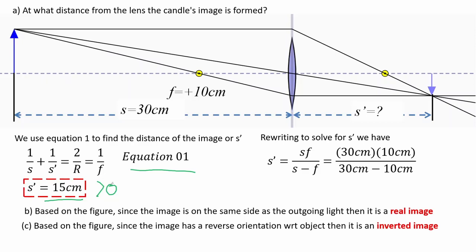For letter B, based on the figure, since the image is on the same side as the outgoing light, then it is a real image. And for letter C, based on the figure, since the image has a reverse orientation with respect to the object, then it is an inverted image.